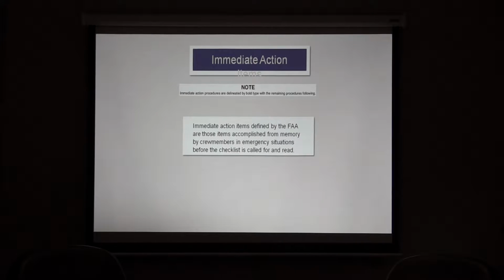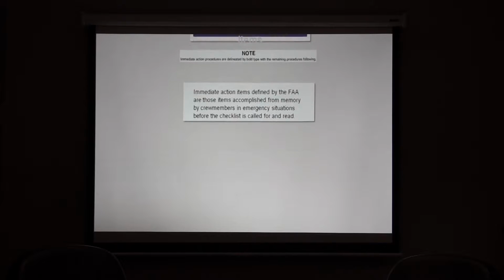Questions? That's the definitions out of Volume 3, Chapter 2 of the FAA FISMs, if anyone wants to go find that.